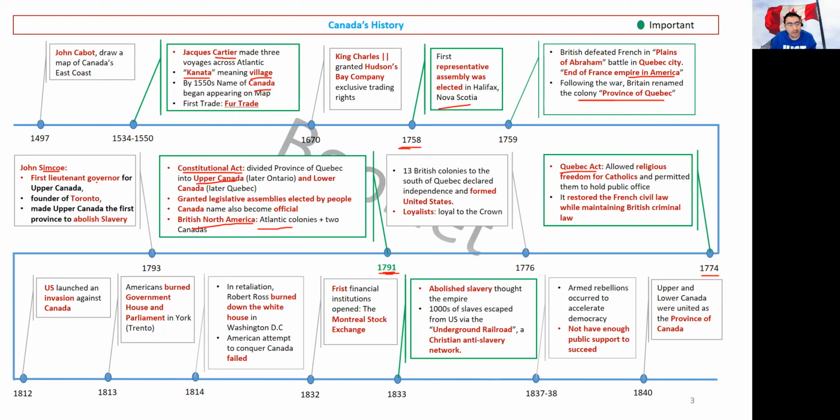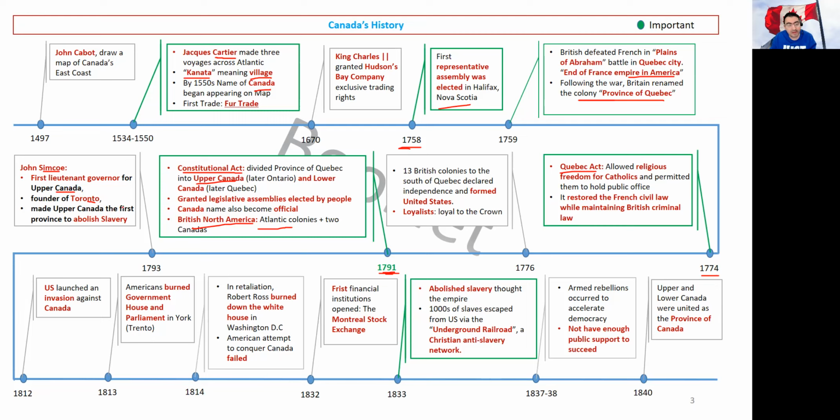But the first governor in Canada was called John Simcoe, and he was the lieutenant governor for Upper Canada. He was also the founder of Toronto, so he is the man who constructed Toronto city. Another important thing for him: he made Upper Canada the first province to abolish slavery.